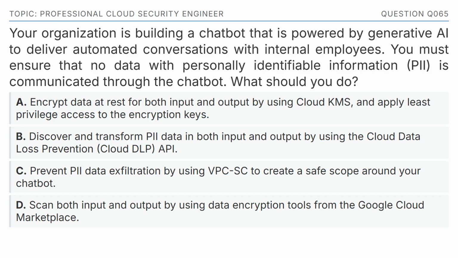Option B, discover and transform PII data in both input and output by using the Cloud Data Loss Prevention, Cloud DLP, API. Option C, prevent PII data exfiltration by using VPC to create a safe scope around your chatbot. Option D, scan both input and output by using data encryption tools from the Google Cloud Marketplace.